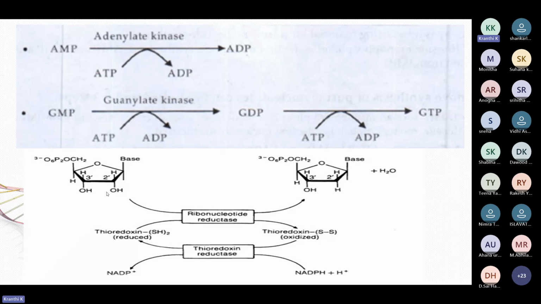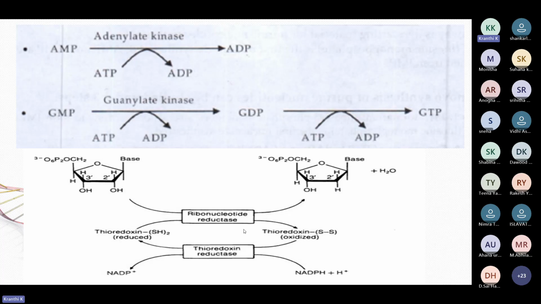Then this ribose will be converted to the deoxyribose also. How is it converted to the deoxyribose? Using the ribonucleotide reductase enzyme or thioredoxin reductase. Later, it will lose this oxygen and be converted to the deoxyribose. This is the nucleotide, a deoxyribonucleotide.